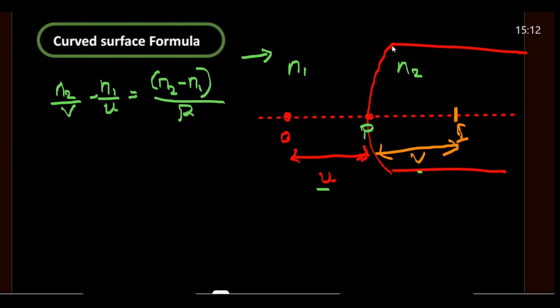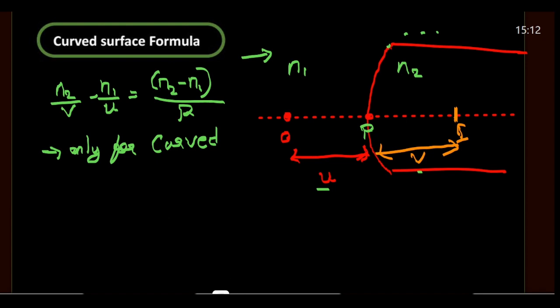Here r is the radius of curvature of this curvature, right? So this is the formula for curved surfaces, and it is applicable only to curved surfaces. Why is it not applicable to plane surfaces?